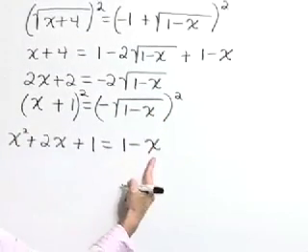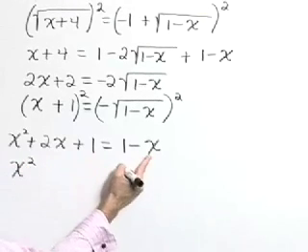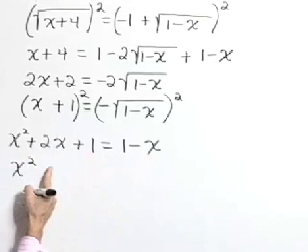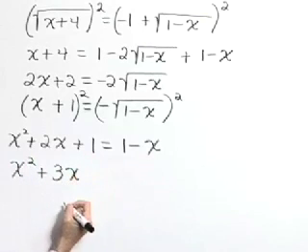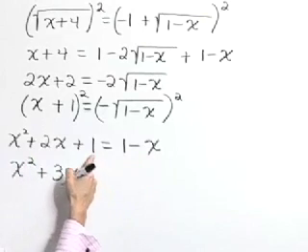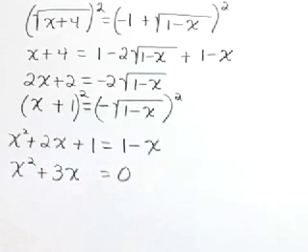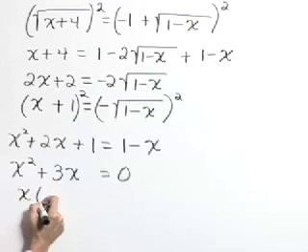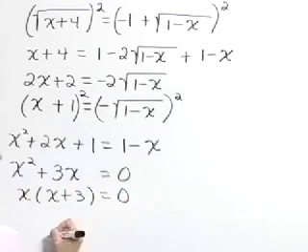Now we've got a quadratic equation that results. Let's put it in standard form. Add x to both sides to give x squared plus 3x. Subtract 1 from both sides, those cancel. So this is equal to 0. Now factor. Greatest common factor of x. So this is x times x plus 3 is equal to 0.